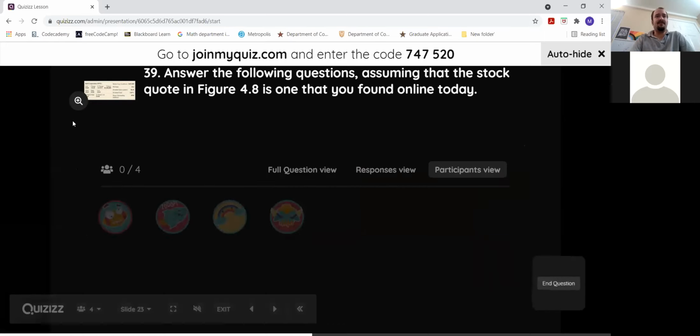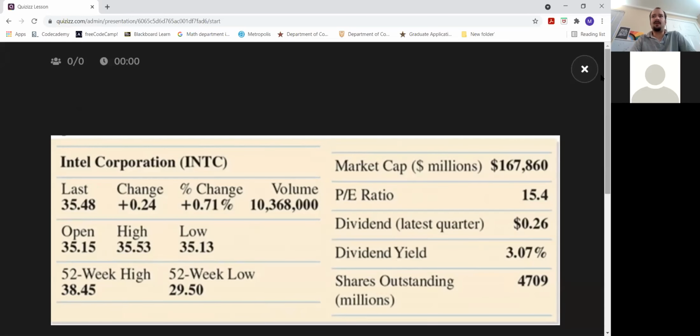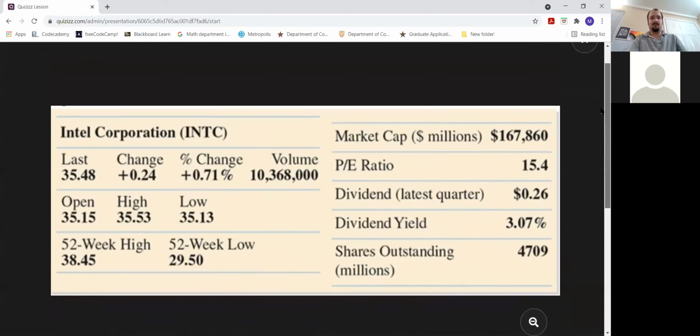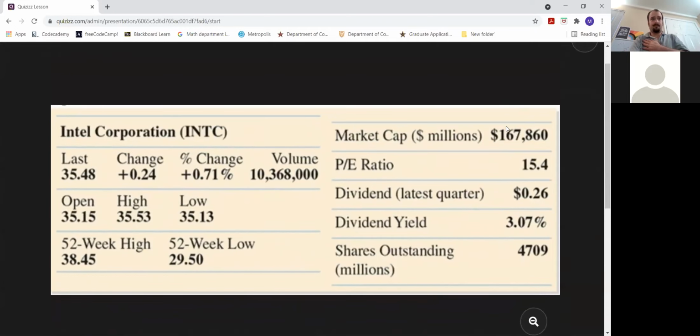It's going to be a fraction of a percent. And this one says, suppose you own 100 shares of Intel stock. Based on the current price and dividend yield, what total dividend should you expect to receive this year? We have 100 shares at this price. And I know I'm going to receive a 3% dividend on my total value of shares.